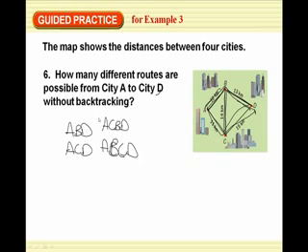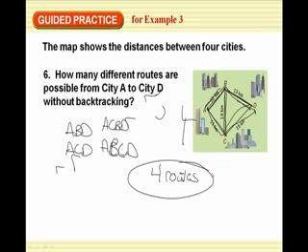Let me see if there's any other paths. I think that's it. So when it says how many different routes are possible, we would put in this case that there are 4 routes possible. Okay, and I just used the picture, which kind of helped me figure that out.